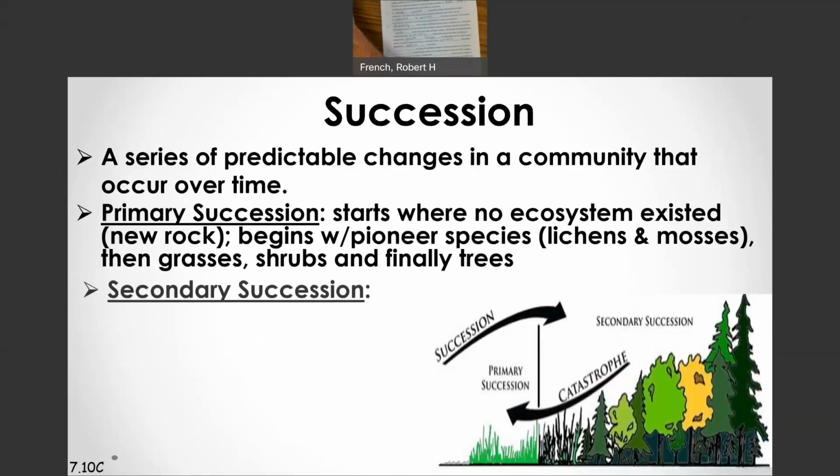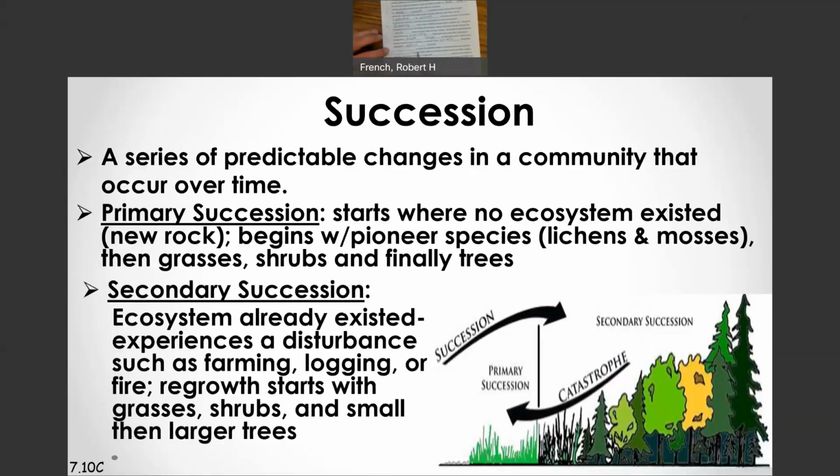All right, ecological succession. Blank is a series of predictable changes in a community that occur over time. That is succession. Bold word at the top. 2 C's, a total of 3 S's, succession. Blank succession starts where no ecosystem existed, on solid rock after volcanic eruption or the retreat of a glacier. That'd be primary succession.